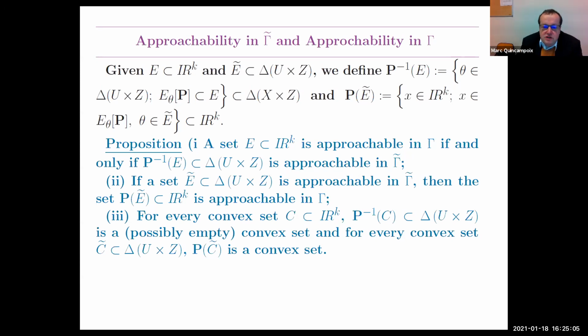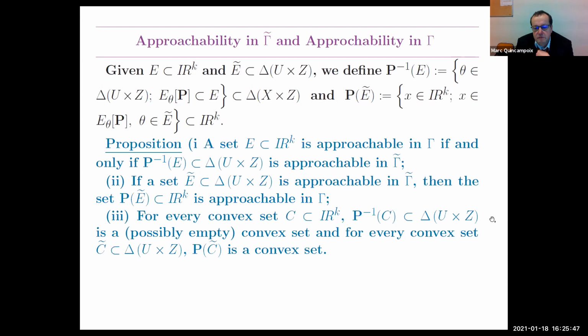Okay, so we have equivalence between approachability in E, in gamma, in the original game, and approachability in the new game through this map P. Conversely, if a set E tilde is approachable in the generalized game, then the set P of E tilde, which is a subset in Rk, as it is defined here, is approachable in gamma.